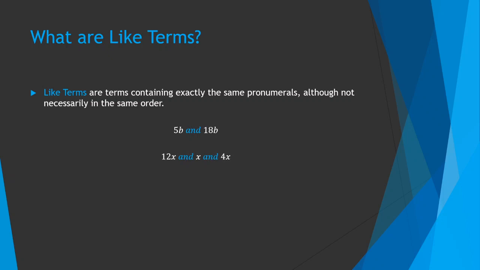So there is the second example, which is 12x, x, and 4x. All three of these have the same pronumeral, x, which means all three of these terms are like terms. Now this one here, 13ab and 18ba, they still contain the same letters or the same pronumerals, but they're not in the same order. That does not really matter. As long as the same letters are there, these are also like terms. And you can see that at the second half of that sentence above, although not necessarily in the same order.